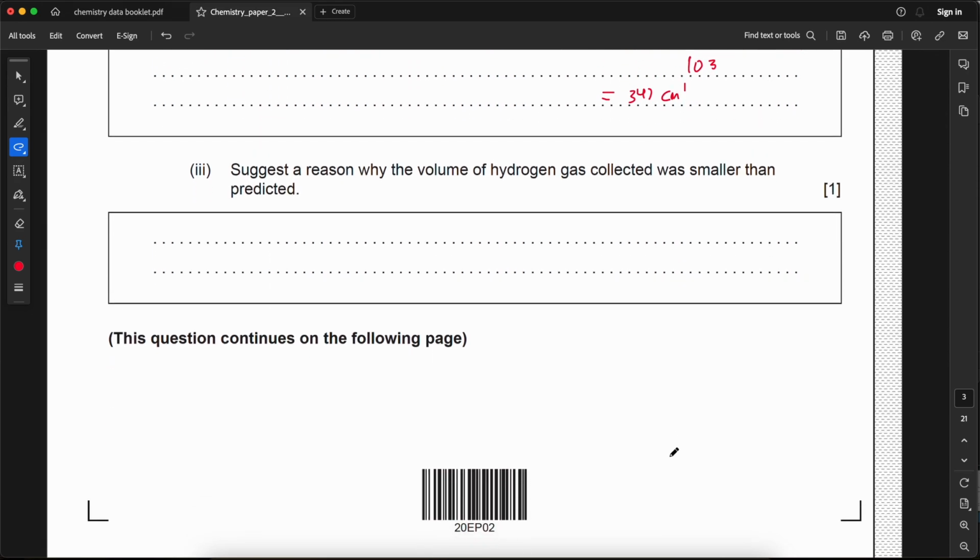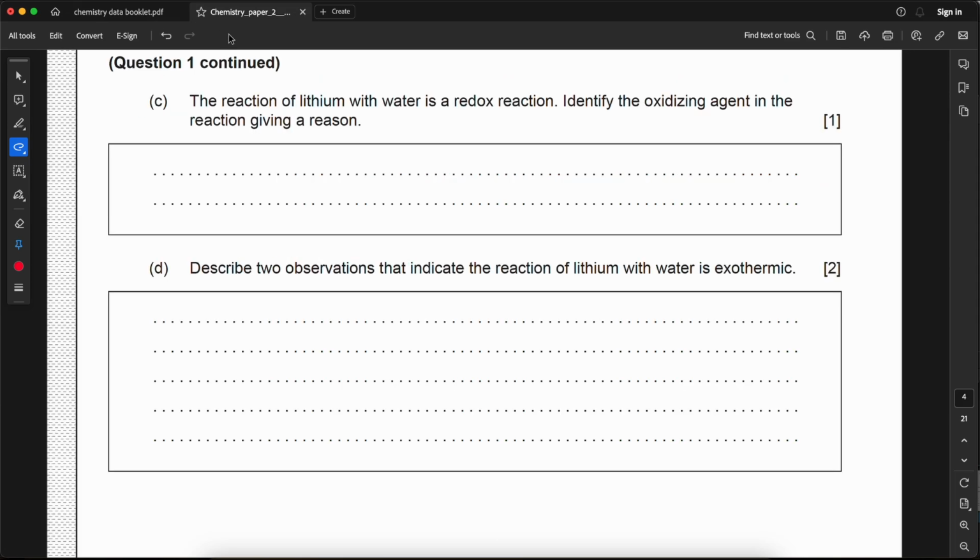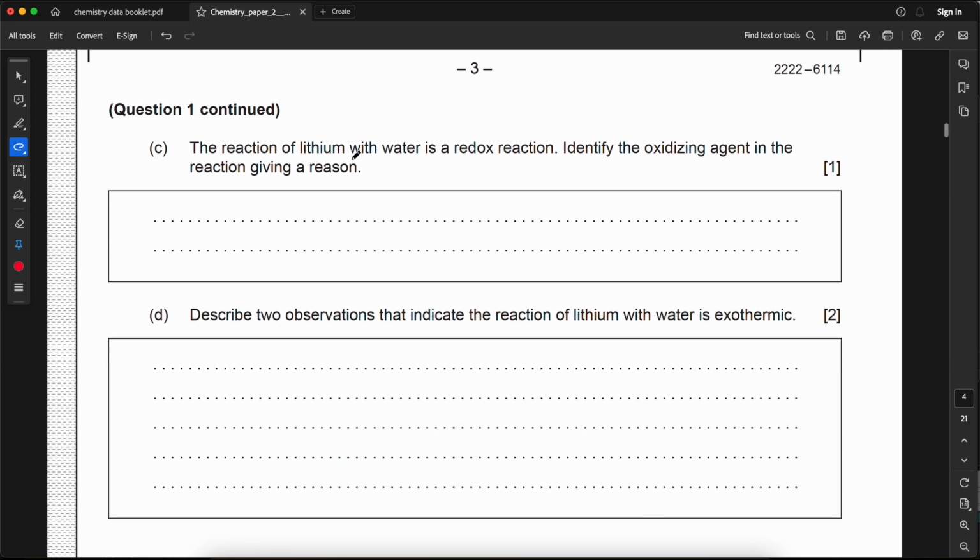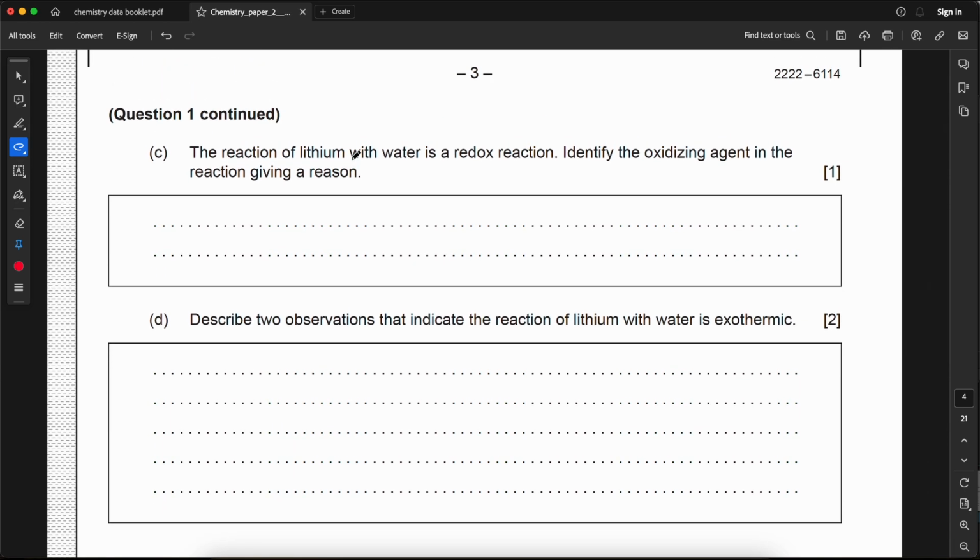Suggest a reason why the volume of hydrogen gas collected was smaller than predicted. Okay, so it means there is some error in the experiment, like maybe a gas leak or the lithium that is used is impure. The reaction of lithium with water is a redox reaction. Identify the oxidizing agent in the reaction, giving the reason. Okay, the oxidizing agent experiences reduction. The reducing agent experiences oxidation. So they are always the opposite.